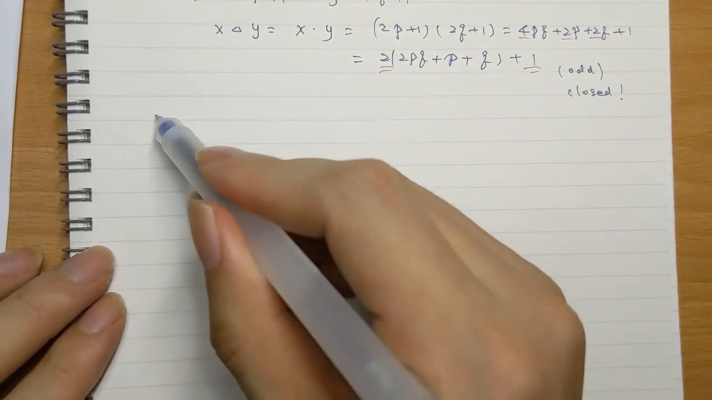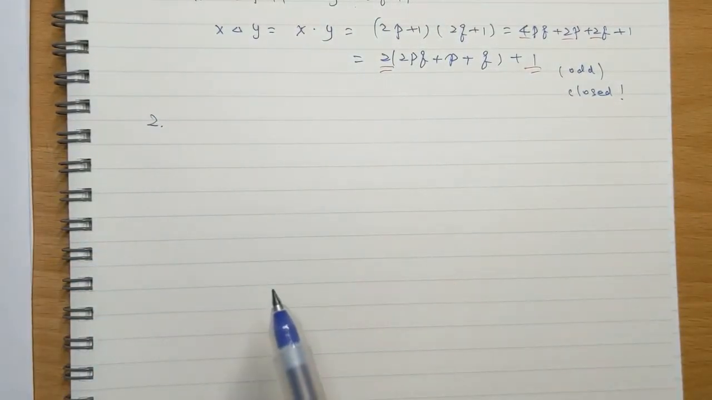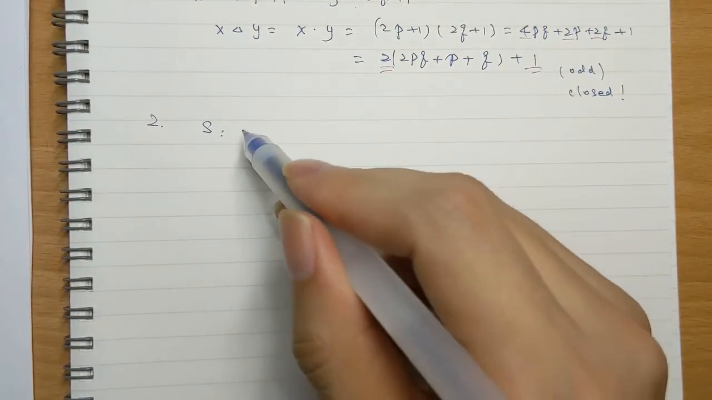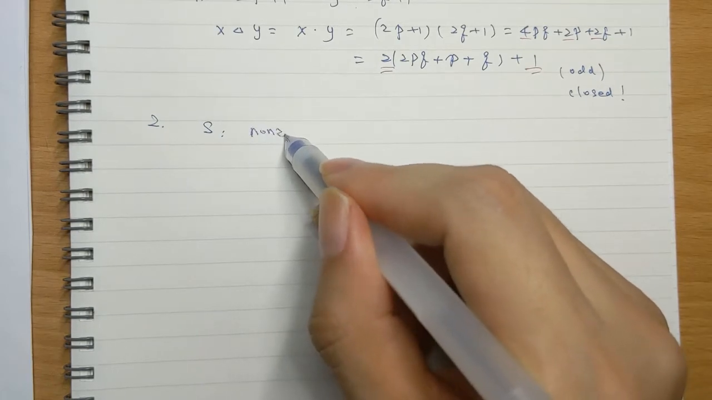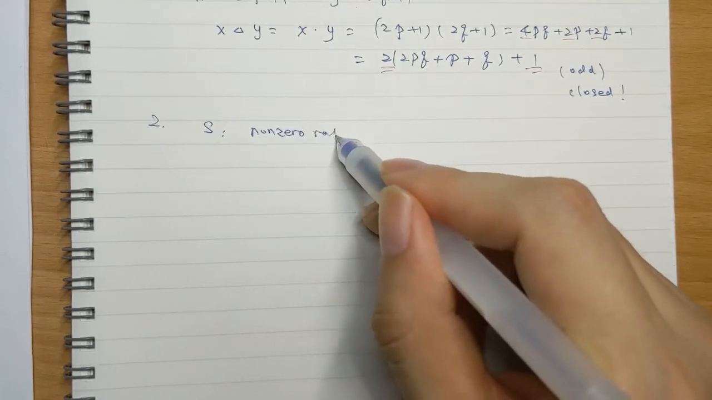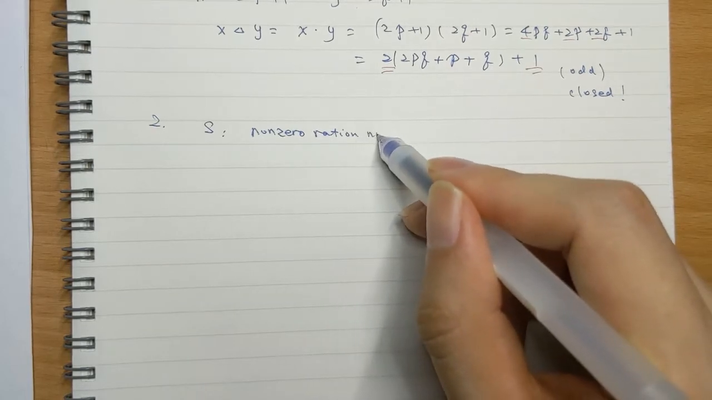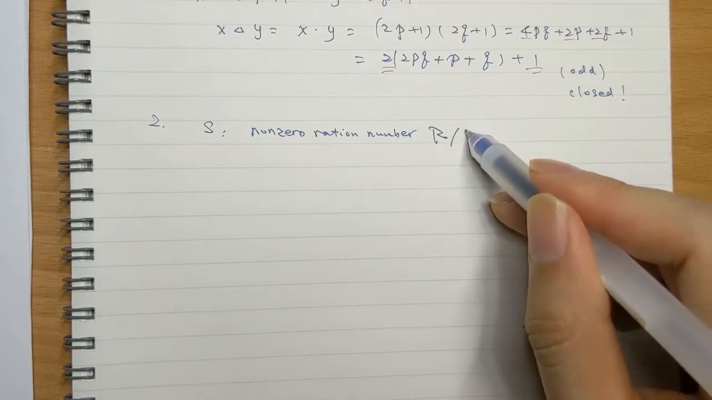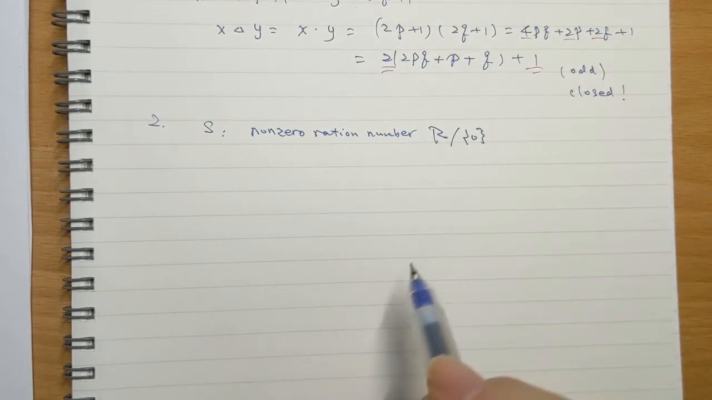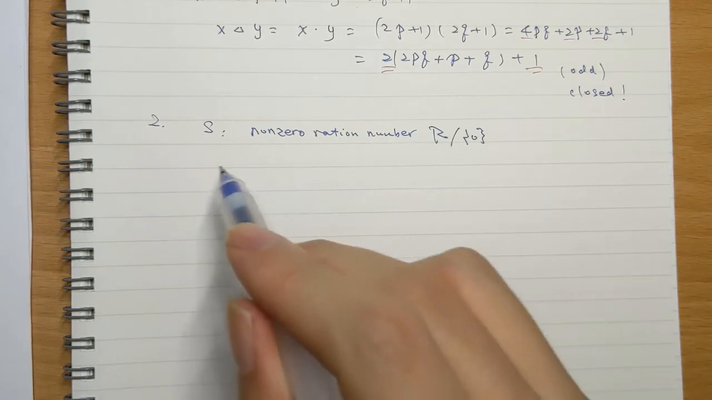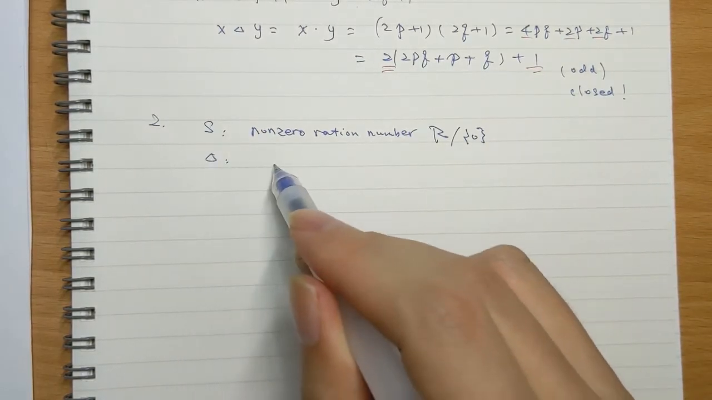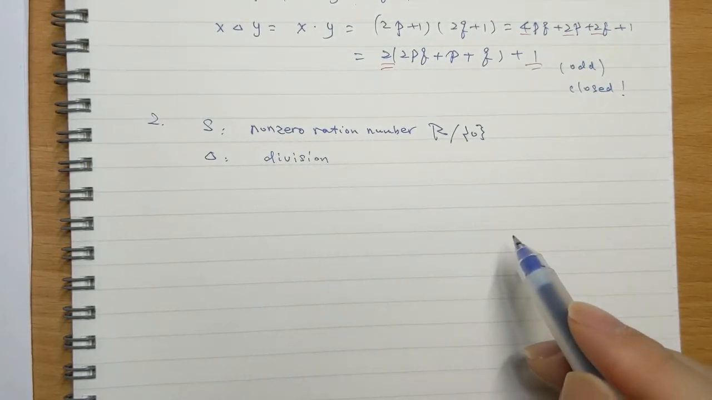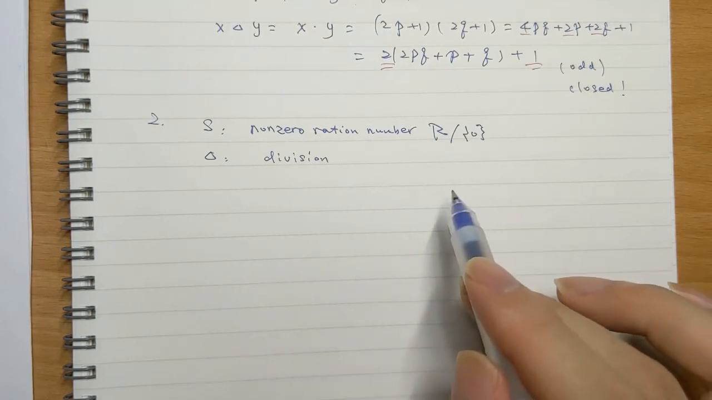Okay, now the second problem is: let S be the set of non-zero rational numbers, the rationals R but excluding 0, and the operator is division. Is it closed under division?